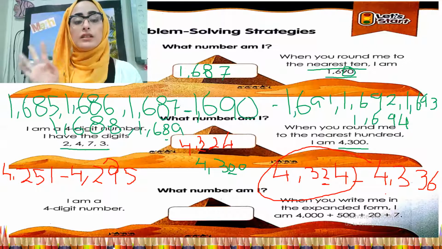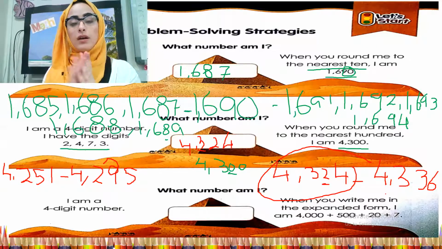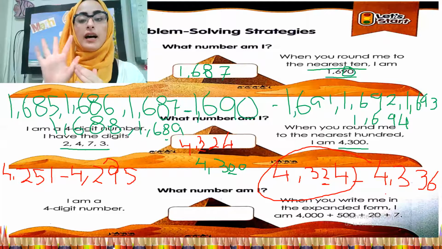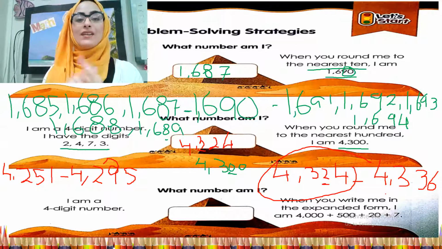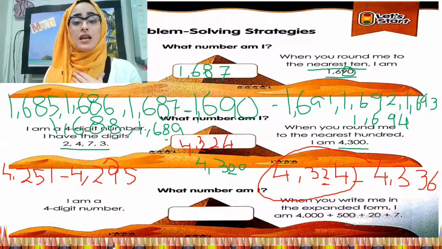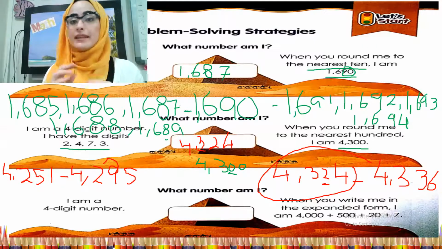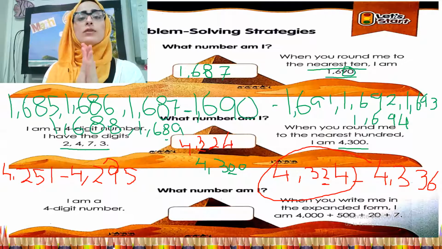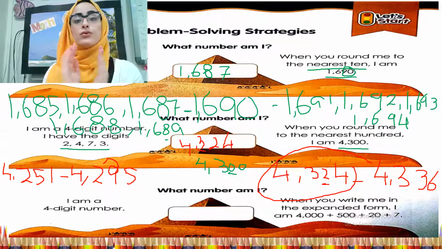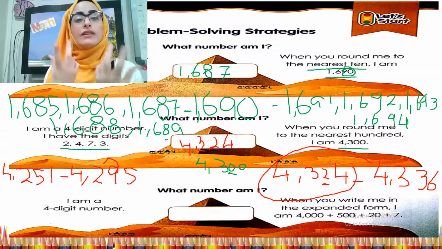I am a 4-digit number. When you write me in the expanded form, I am 4,527. So easy. So they wrote it for us. I want my standard number. You remember the difference between the expanded form and the standard? The standard is the same number that we write every time with the comma, but in the expanded form, we show the value of a number.